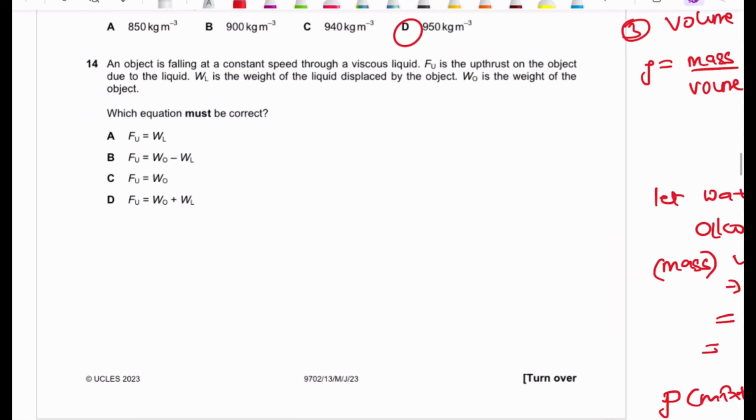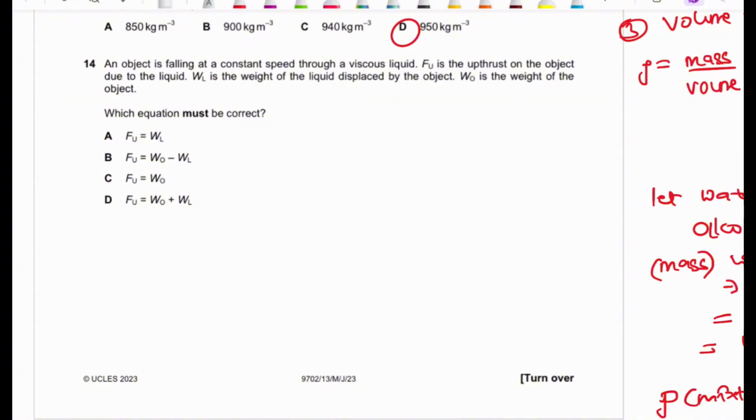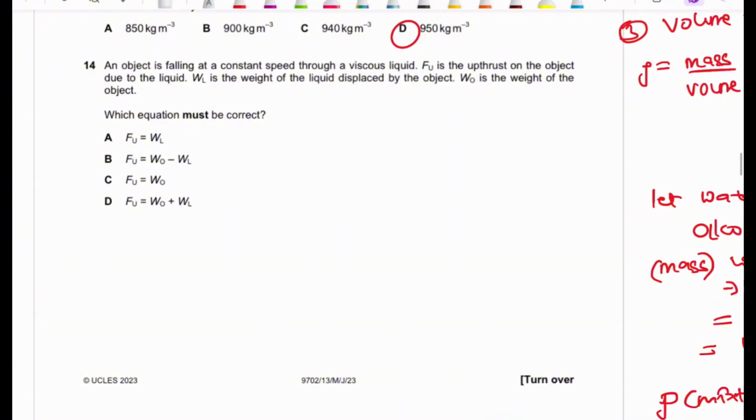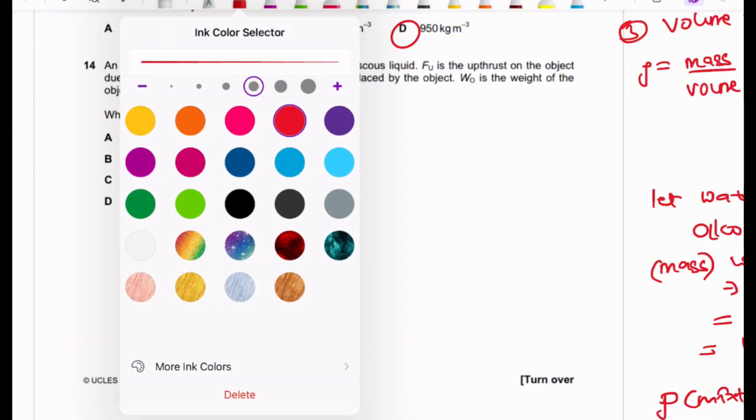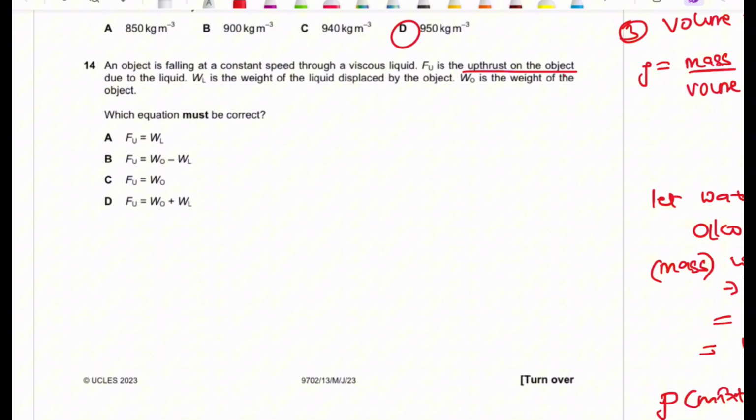Very important. An object is falling at a constant speed through a viscous liquid, and Fu is the upthrust acting on that object. The upthrust is equal to the weight of the liquid displaced. Like I've been talking about Archimedes' principle, whenever you have an object that is immersed in water, the weight of the liquid that it displaces is equivalent to your upthrust. So your upthrust will be equivalent to the weight of liquid displaced, which is A.